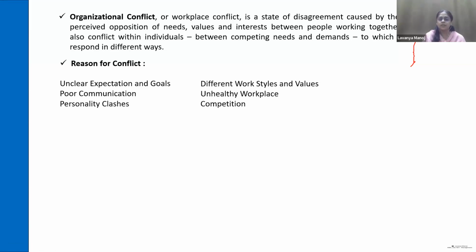Okay. So these are the reasons for conflict: unclear expectations and goals. So you're not sure about what your career goals should be, or how to understand the organizational goals. Poor communication, personality clashes between two departments or two employees, different work styles and values. In case you're working as a team, between the team members there are different working styles and everything. Unhealthy workspace, which already pulls you down, and competition. So these are all the reasons.